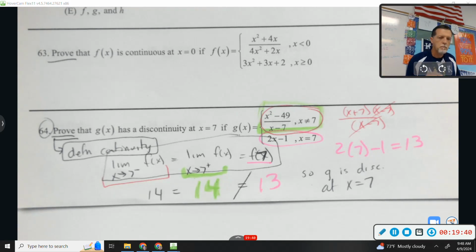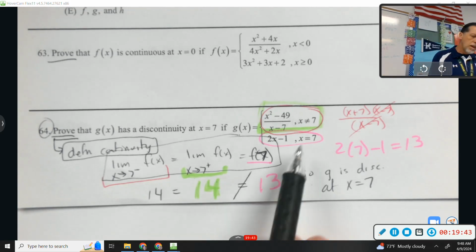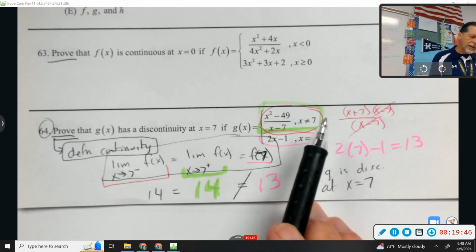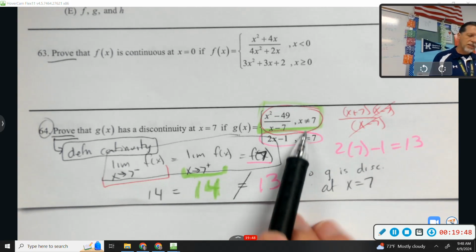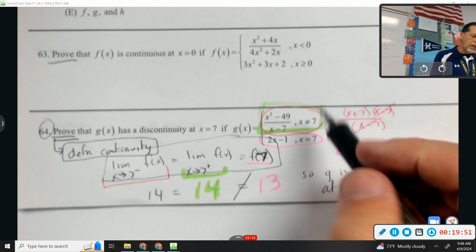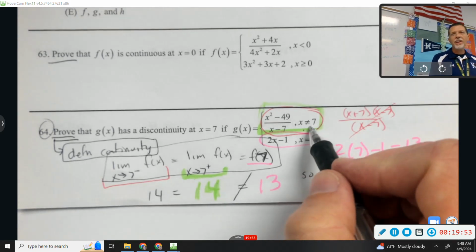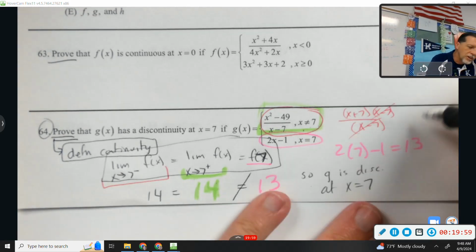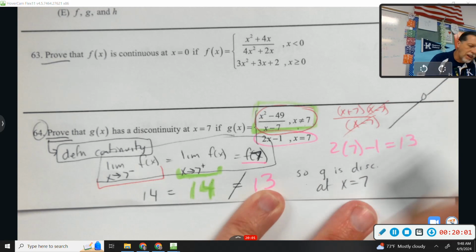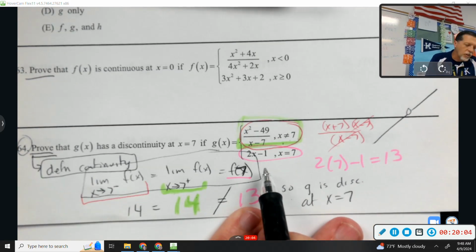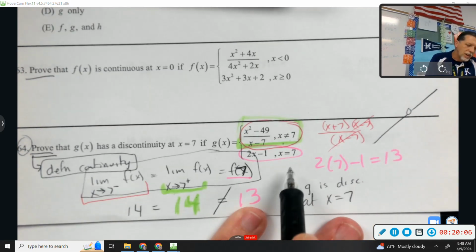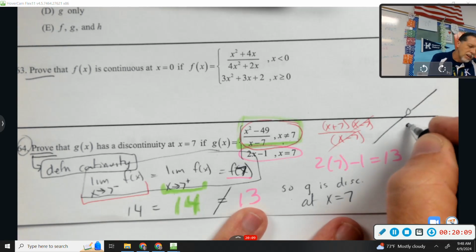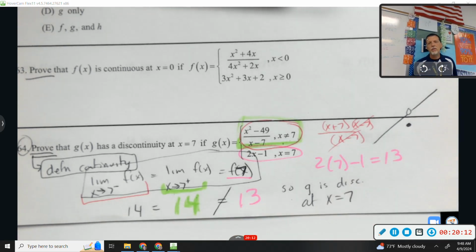I'm confused why you use the top equations for both. Because the top equation is only for when x is not 7. So if x is 6.9 or 6.99, I'm still on this branch. So what's going on here is there's a hole there, and this spot down here did not fill the hole. The hole's at 14, but the dot is at 13. So that one is discontinuous. But the picture doesn't prove it. The mathy definition is what proves it.